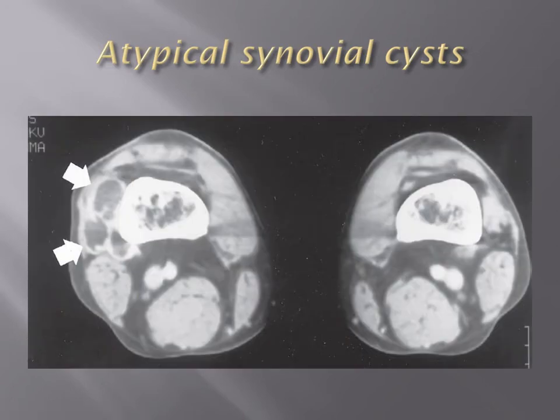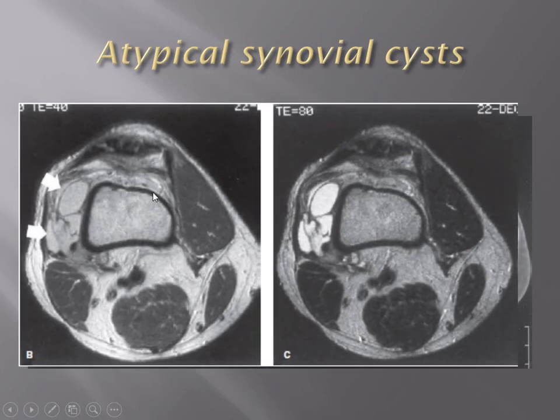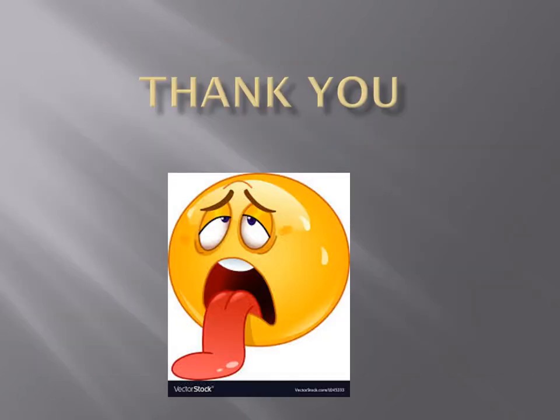So this is also a case of a typical synovial cyst. On doing MRI on T1 and T2 weighted images, it shows clearly that it is bright on T2 weighted image, proving that it's a cyst. Thank you. Thank you very much.